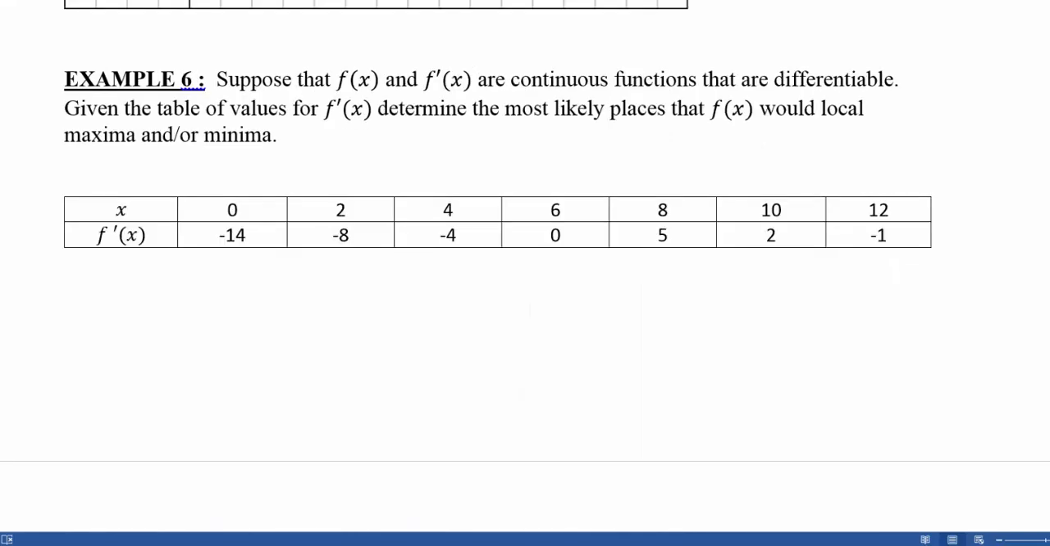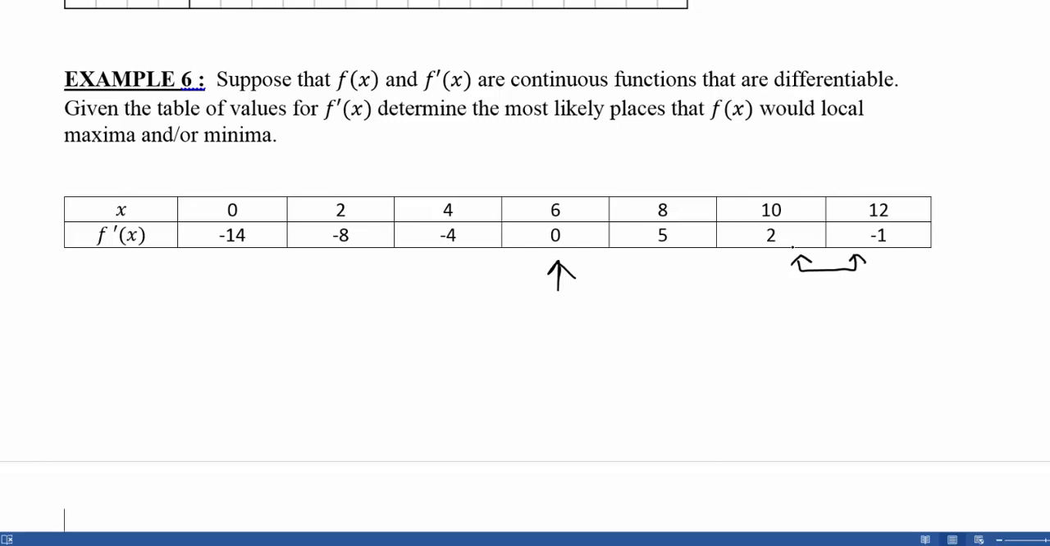Example 6. Suppose that f of x and f prime of x are continuous functions that are differentiable. Given the table of values for f prime of x, determine the most likely places that f of x would have local maxima and or minima. We also want to determine what those are going to be. So already, we know that we're going to have a critical point at 6, because at 6, the first derivative equals 0. However, we're also going to have a critical point somewhere between 10 and 12, because our first derivative changes signs. And in order for us to change signs, we have to go through 0.